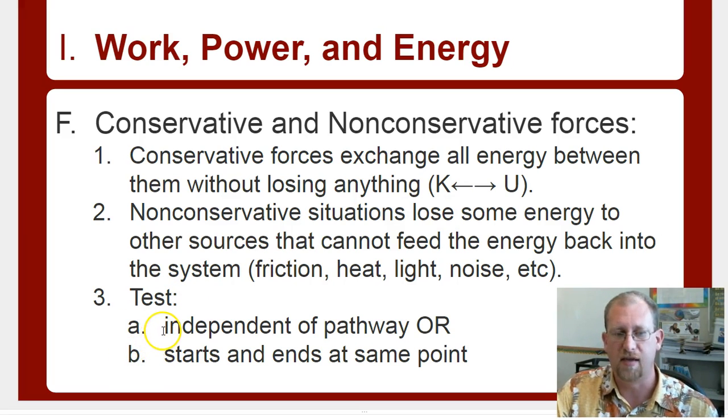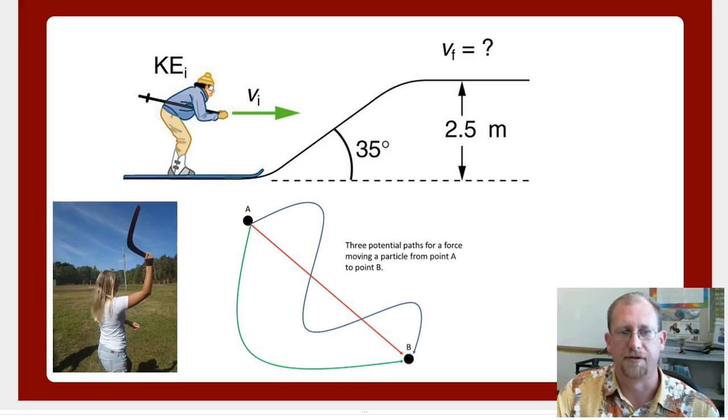You could say, is the pathway of the work that you've done independent of the result? And if so, then the conservative forces exist. Or if the object starts and ends in the same point, then it is conservative. If neither of these are true, it's non-conservative. So let's look at some examples here.